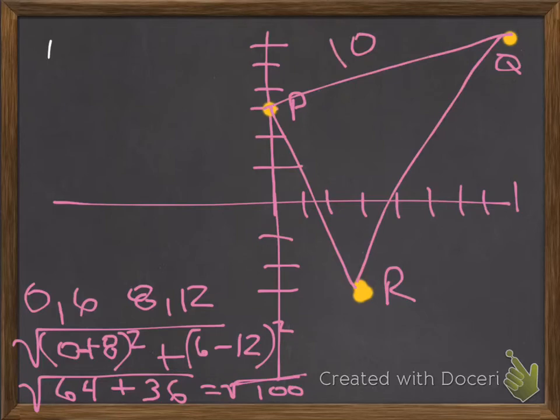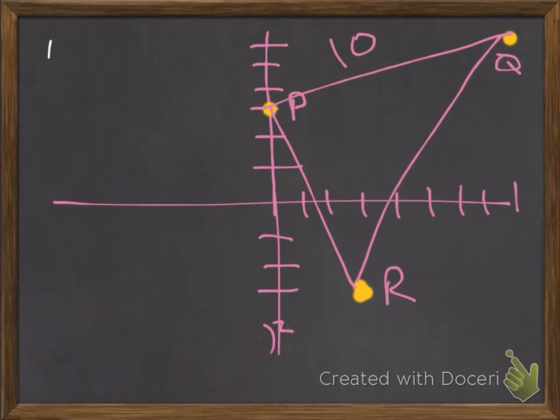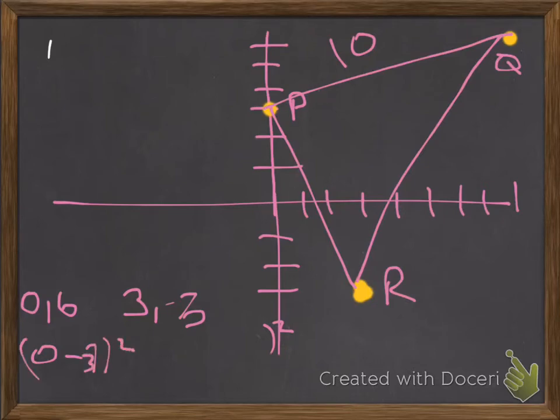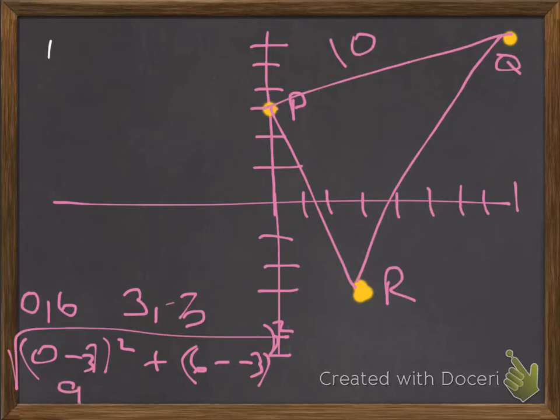So that's 10. And then we're going to keep going and do the next 2 numbers using the distance formula. P was 0, 6, and R is 3, -3. We'll do that distance now. So 0 minus 3 squared plus 6 minus -3 squared. And we're going to do the square root, so that gives us 9, and 9 squared is 81, or the square root of 90. So I'm going to label that as the square root of 90.